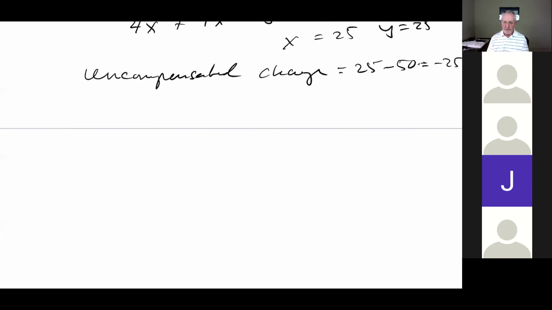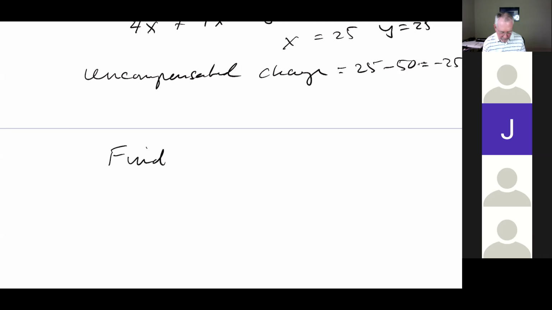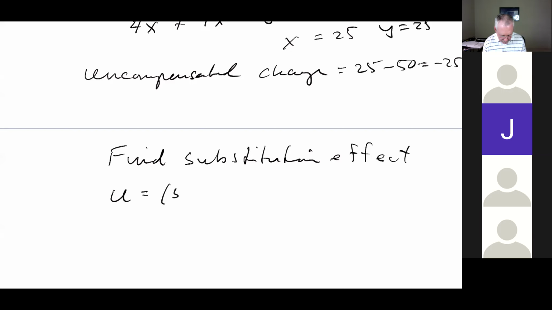So we want to decompose this into its component parts. And like I say, let's find the substitution effect. And if we find the substitution effect, then we'll know what the income effect is, because the substitution and income effect have to add up to minus 25. So we find the substitution effect first. Well, I have to find out what the initial level of utility was. So initial utility is equal to the square root of X times the square root of Y, which works out to be 35.35.